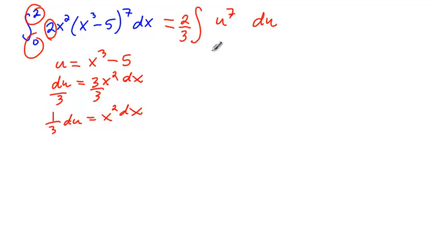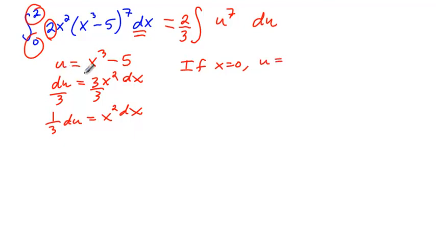Now, all we're left to do here is to figure out what the limits of integration 0 and 2 should be in terms of the new variable u. Remember that the limits of integration are values of the variable given by the differential. So what we want to do is figure out, if x equals 0, what would u be equal to?